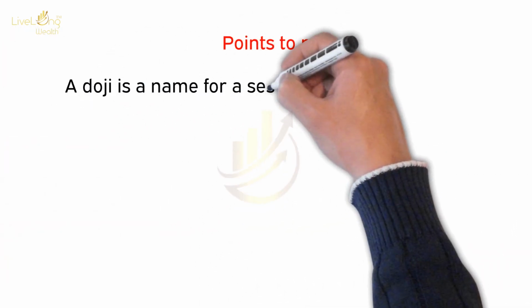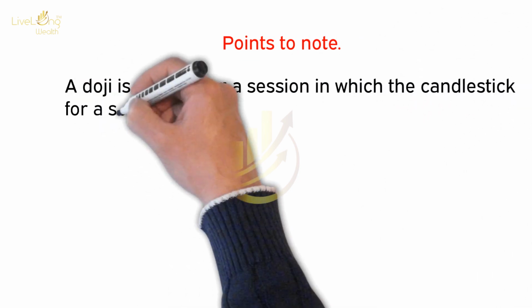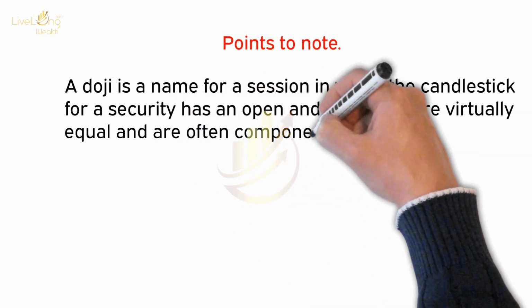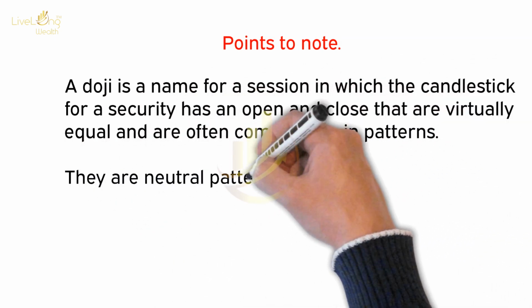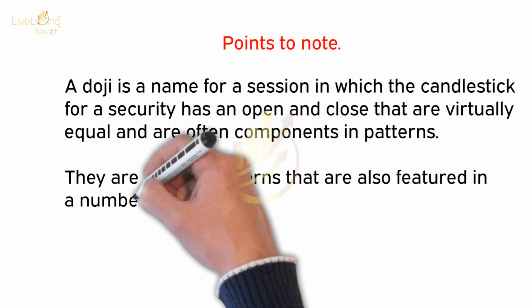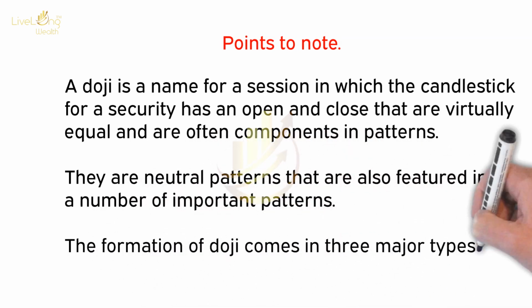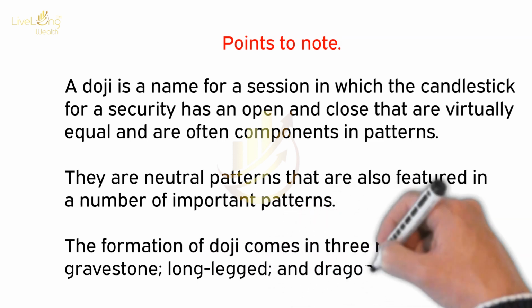A doji is a name for a session in which the candlestick for a security has an open and close that are virtually equal and are often components in patterns. They are neutral patterns that are also featured in a number of important patterns. The formation of doji comes in 3 major types: gravestone, long-legged, and dragonfly.